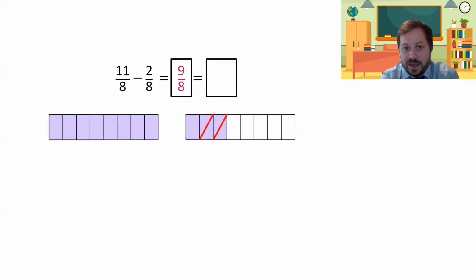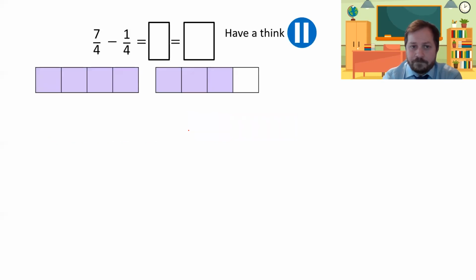You can see that here. That's over 1, because there's my 1, with 1 left over. So 1 and 1/8. How about this one? You try it, see what you think.